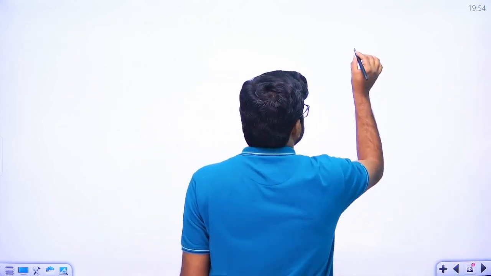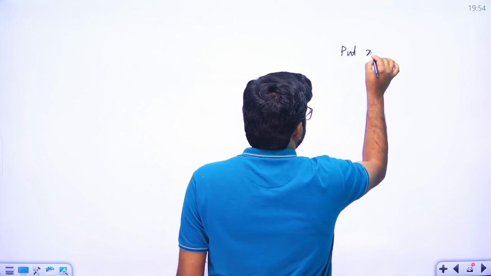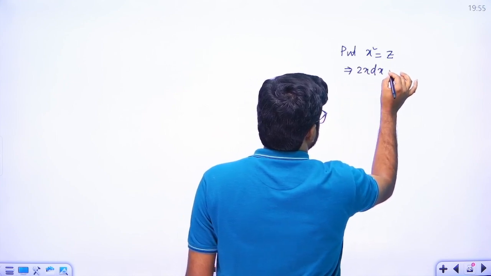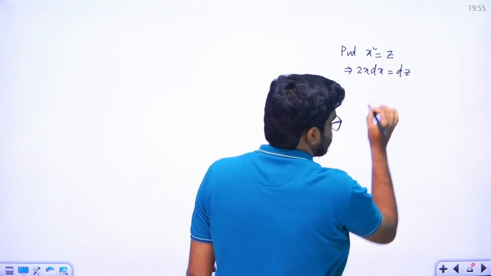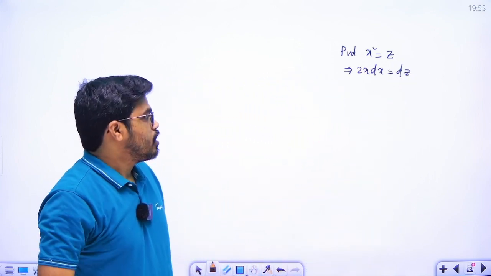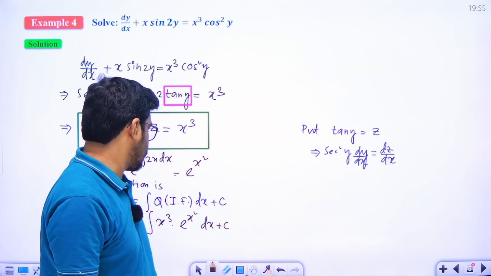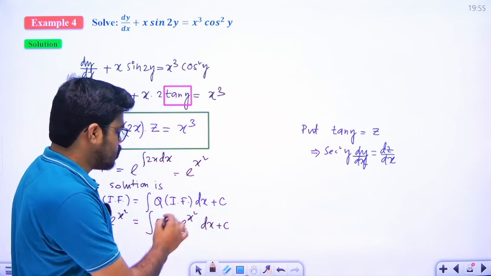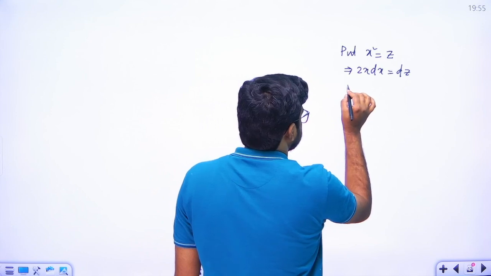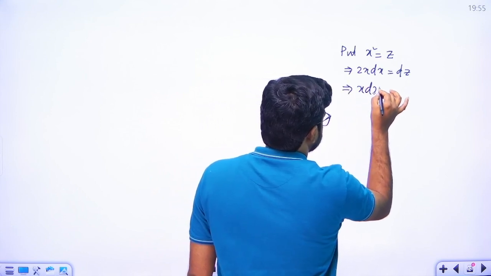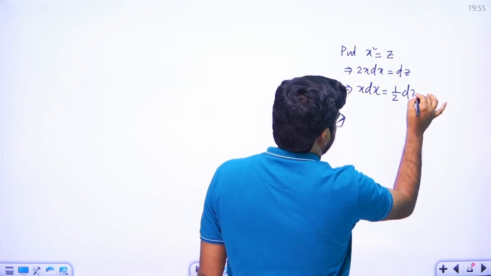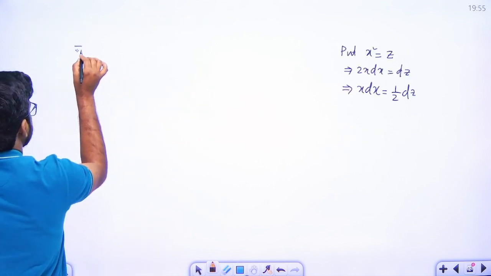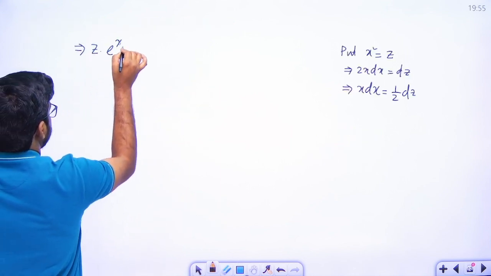So put x square is equal to z. So this implies 2x dx is equal to dz. Okay, ultimately just see, x cube we can write as x square into x dx. So x dx equals 1 by 2 dz, right? Okay, so this implies z into e to the power x square.